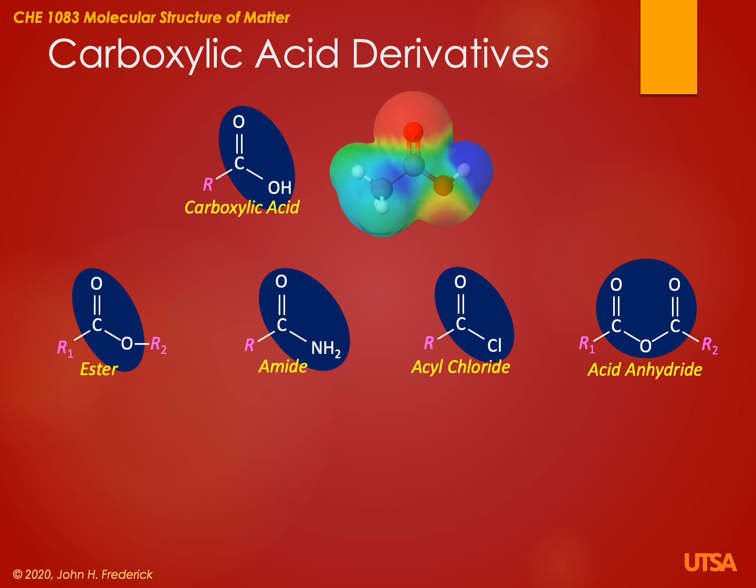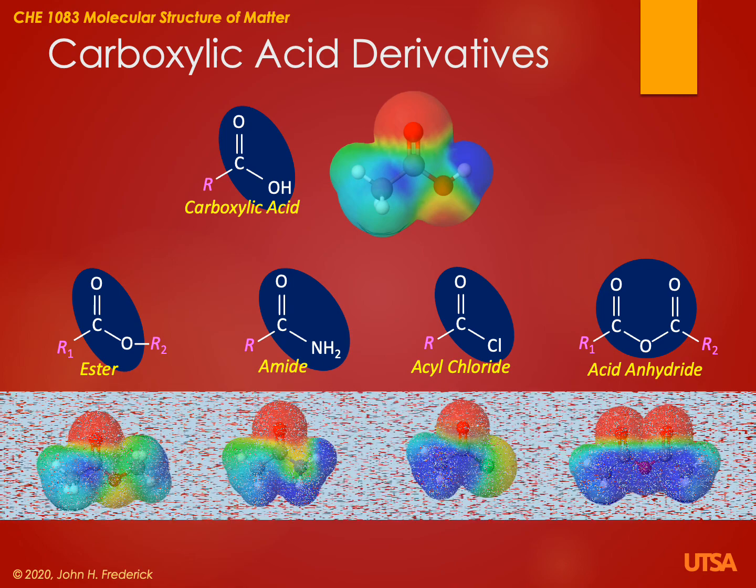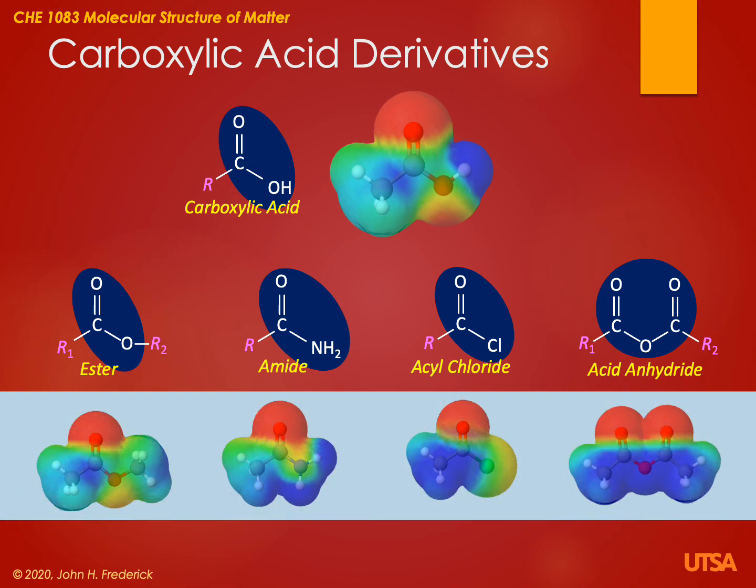And the acid anhydride is basically a fusion of two carboxylic acids, minus a water that was subtracted. When we look at their MEP surfaces, we can see that they are distinctive from the carboxylic acid group in that they don't have any obviously acidic protons attached there. All right, so how are these related to the carboxylic acid? What makes them carboxylic acid derivatives?